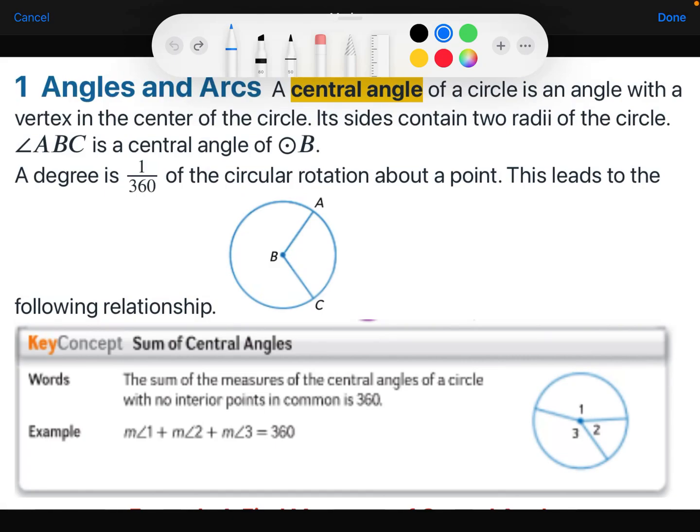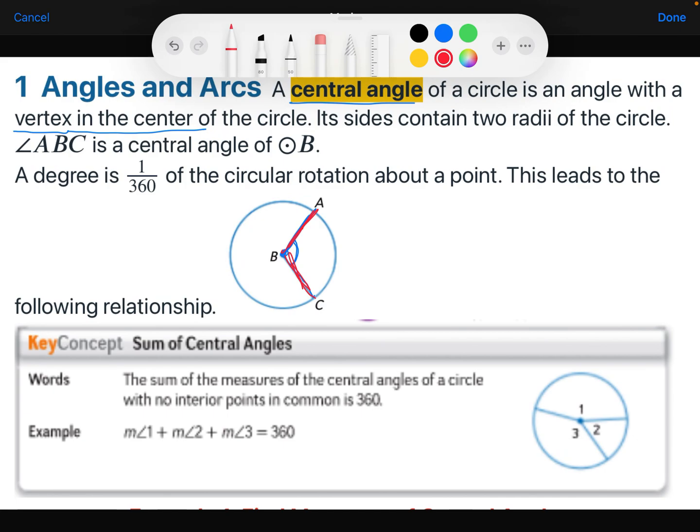In this video, we will discuss angles and arcs within circles. A central angle of a circle is an angle with a vertex in the center of the circle. So if we look at angle ABC, it has vertex B, so this angle here is a central angle of circle B. Its sides contain two radii, so this radius here and the radius here are the sides of the angle.